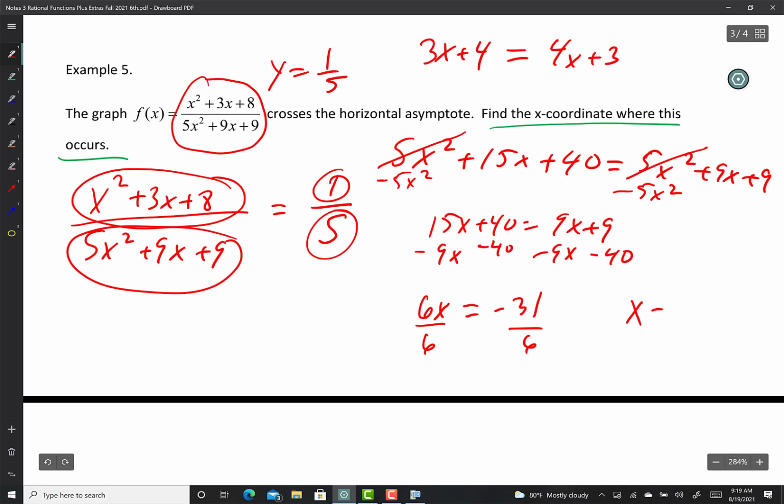So now to get the x by itself, I'm going to divide by 6. So where does this happen? At negative 31 over 6. If you wanted an ordered pair, you would write negative 31 over 6, comma, what's your y value? Oh, I heard someone say it. Yeah.